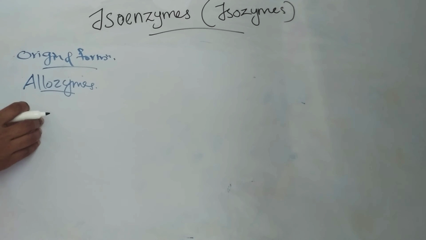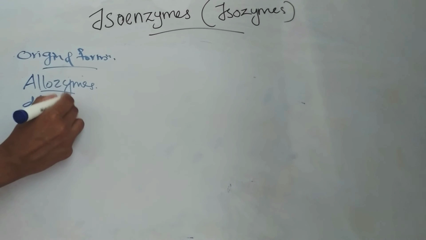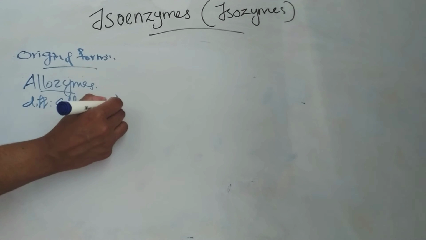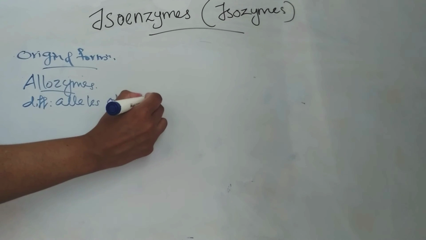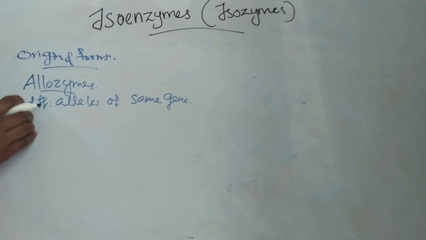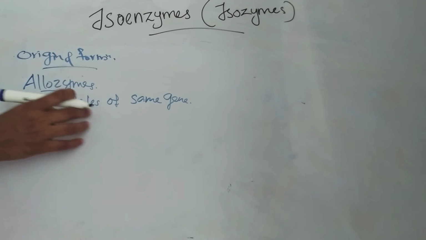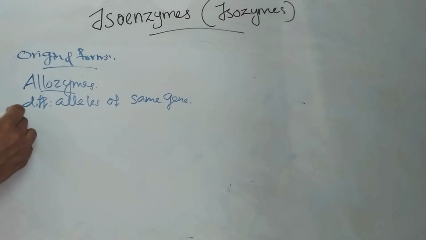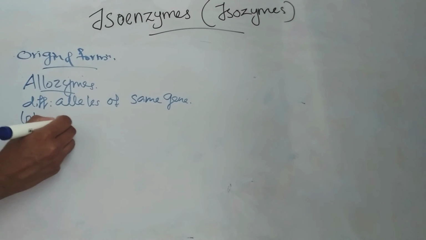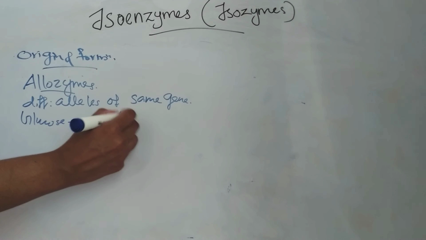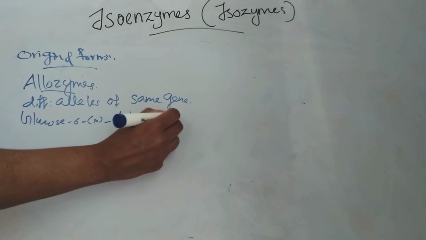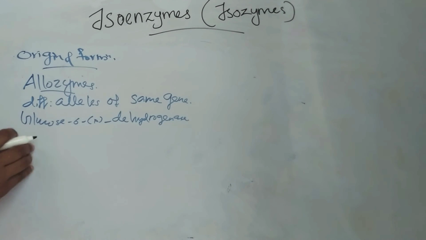Then the third form is allozymes. Allozymes are variants of an enzyme. These are coded by different alleles of the same gene. For example, glucose 6-phosphate dehydrogenase. About 400 variants are there for glucose 6-phosphate dehydrogenase.